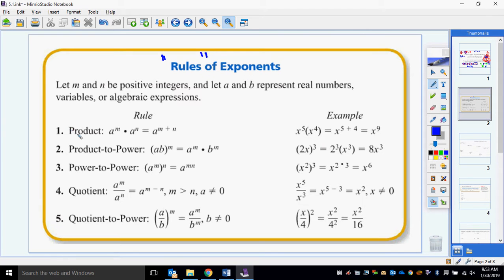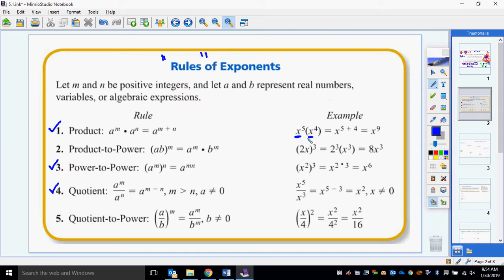All right, so we have a product rule, a product to a power to a power, a quotient, and a quotient to a power. We talked about product rule, we talked about power to power, and we talked about quotient. All right, so here's an example of each. I think these examples are more helpful than these variables over here. So the product rule, when you're multiplying with the same base, now the base is the bigger number, the bigger letter, and the power is the smaller, it's the exponent.